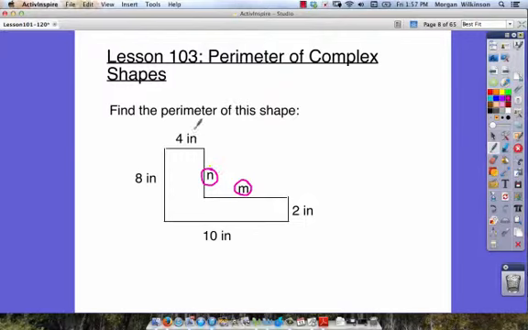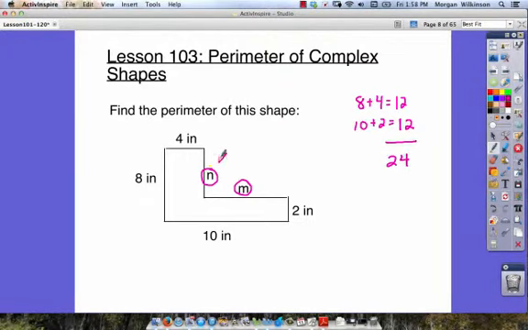We know perimeter is a distance around the outside of a polygon. So we need to add up everything. Let's go ahead and add what we know. We know 8 plus 4 is equal to 12. So that's going to take care of these two pieces. We have 10 plus 2, that's also equal to 12. Whoops. 10 plus 2 is equal to 12. There we go. So 12 plus 12, if we add those together, we get 24 for what we know.